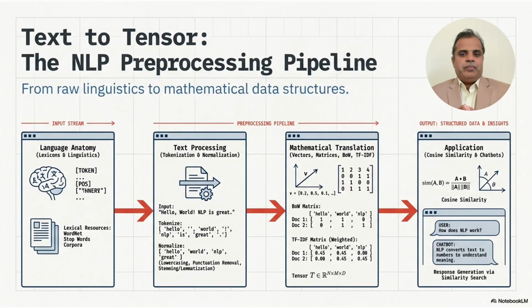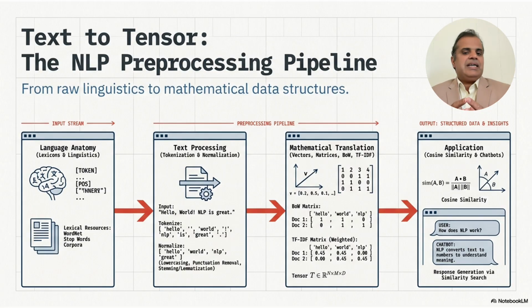Welcome everyone. Today we are exploring the journey of language, moving from raw human speech and text into the structured mathematical data, which are called tensors, that machines actually process. The translation bridges chapters 3 and 4 of our curriculum.